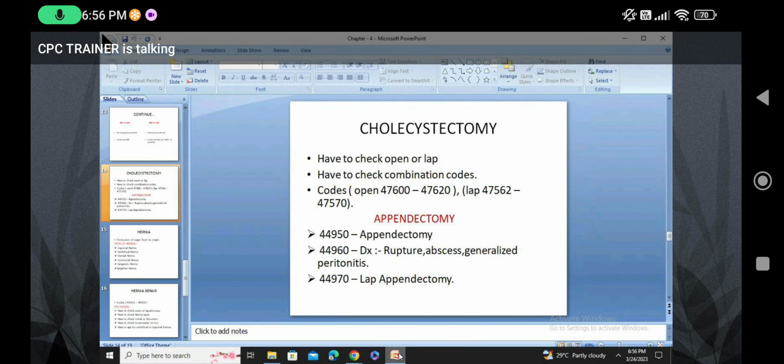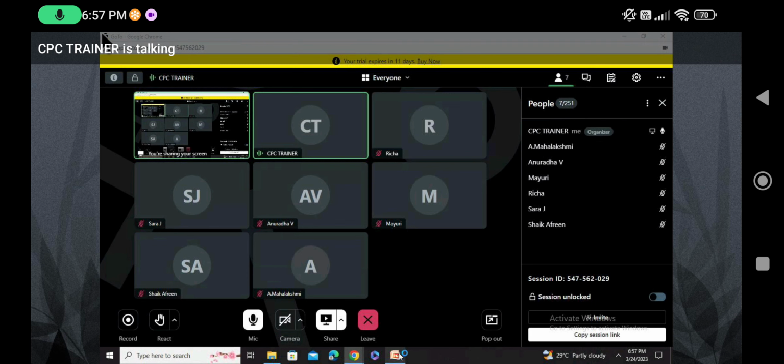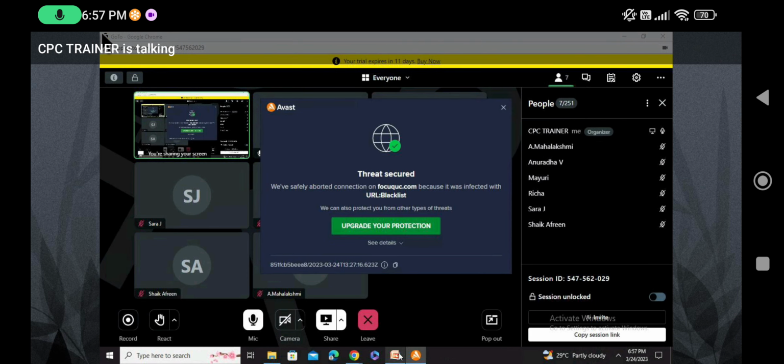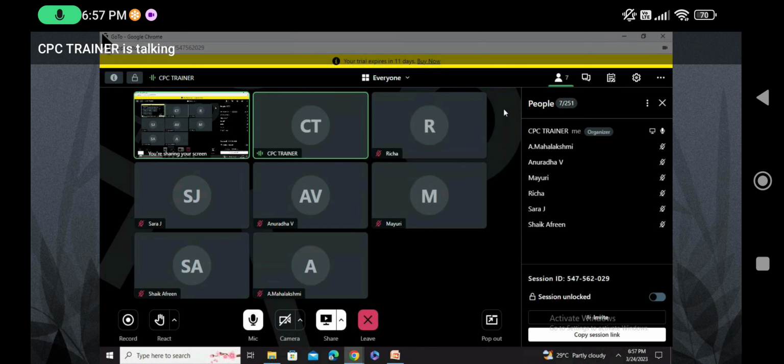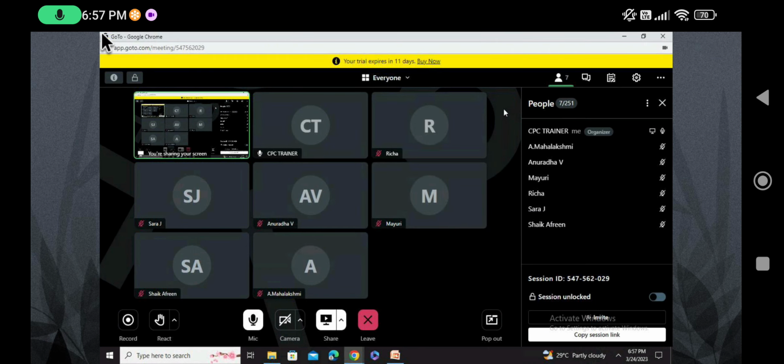This one is directly leading; I am giving it just for knowledge purposes. In cholecystectomy also, we have two sets of codes: one is the open code, another one is the laparoscopic code. Tell me what description is given for 47600. Check and tell me.